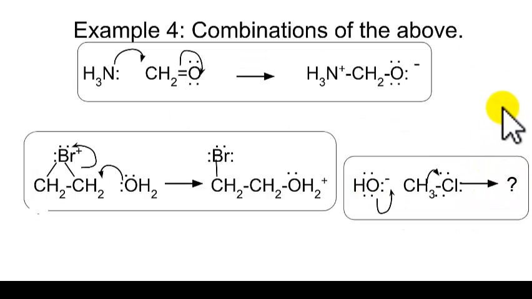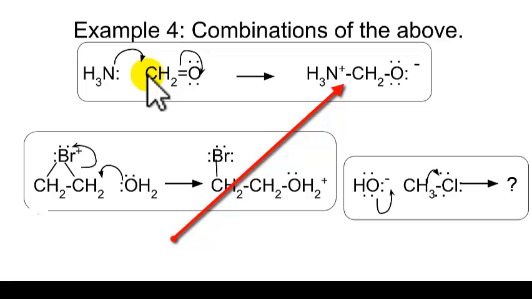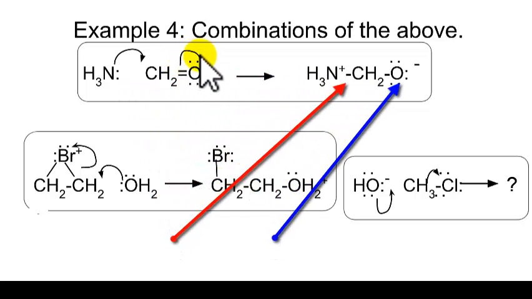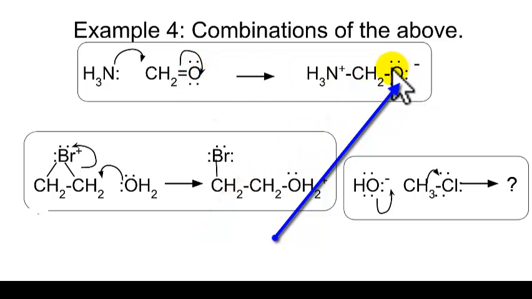Okay, and then here's an example of combinations of the above. So what this picture is representing is that that pair of electrons is moving off of the nitrogen into this place between the carbon and the nitrogen. So that will become a new single bond. So notice there's a new single bond. This double bond at the same time, one of those 2 pairs is moving onto the oxygen. So instead of having 2 lone pairs, now it has 3 lone pairs.